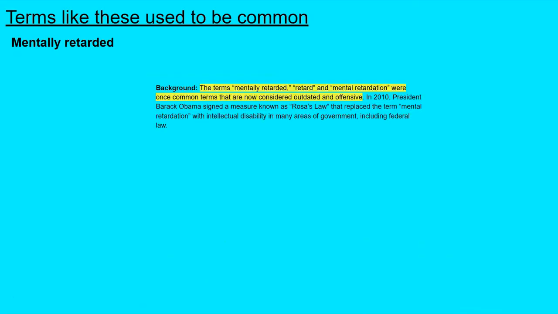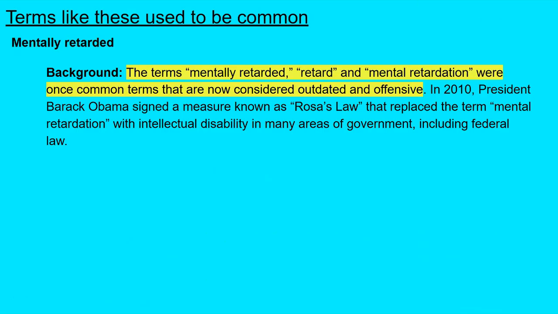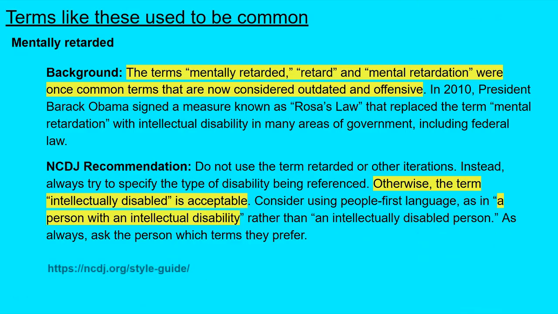And here's one, I would say the mother of them all, mentally retarded. The terms mentally retarded or retard and mental retardation were once common terms that are now considered outdated and offensive. It was actually President Obama back in 2010 who signed a measure known as Rosa's Law that replaced the term mental retardation with intellectual disability in many areas of government, including federal law. So try not to use it. Otherwise, the term intellectual disability is acceptable. Consider using people first language as well, such as a person with an intellectual disability, rather than an intellectually disabled person. As always, ask the person which they prefer.